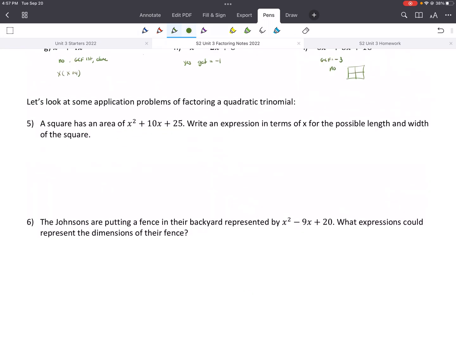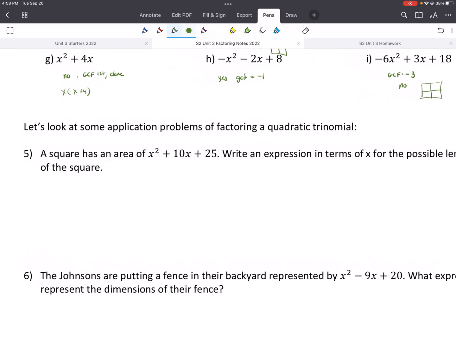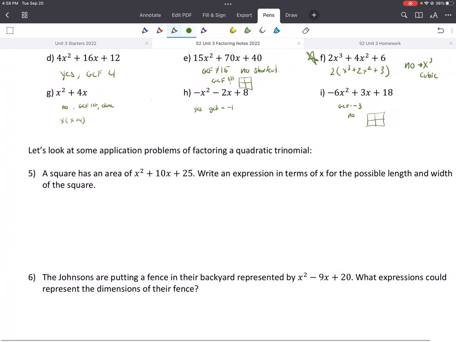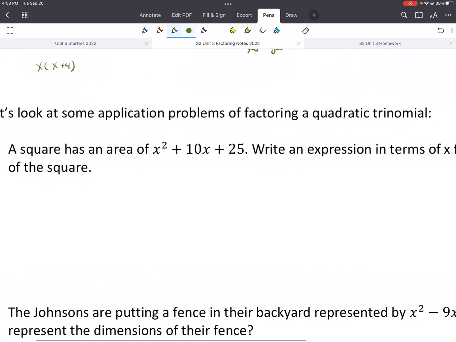Okay? Last thing is word problems. Nice thing is all we're doing is factoring. So nothing's really new. Okay? It says a square has an area of x squared plus 10x plus 25. Write down an expression in terms of x for the possible length and width of a square. Okay?